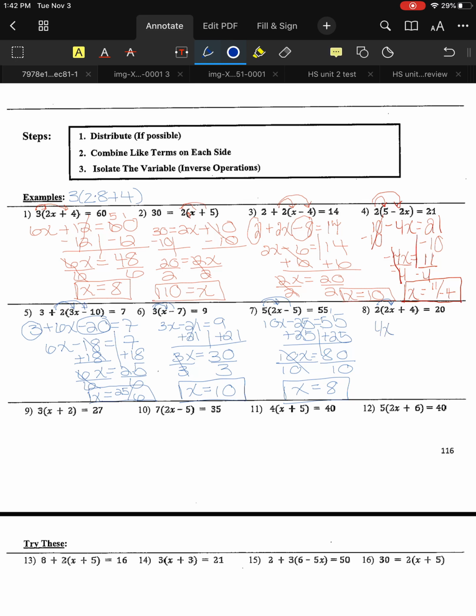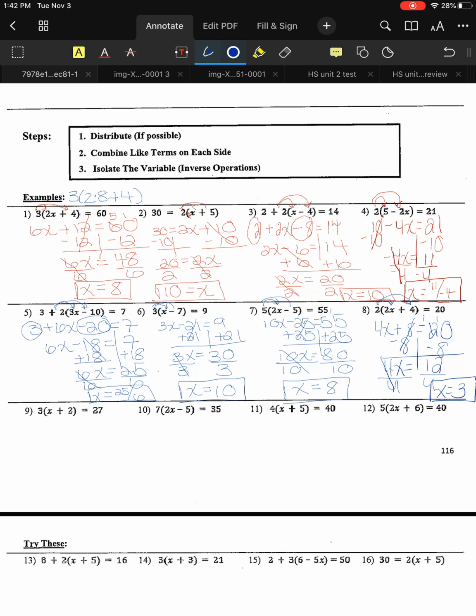Problem number 8, multiply by 2, I get 4x. Multiply by 2 again, I get 8. And now I'm going to subtract 8 to get it over to the 20. I have 4x equals, again, I don't have a calculator, so you should be using one, but I'm going to borrow. I get 12. I then divide by 4, and I get x is equal to 3.